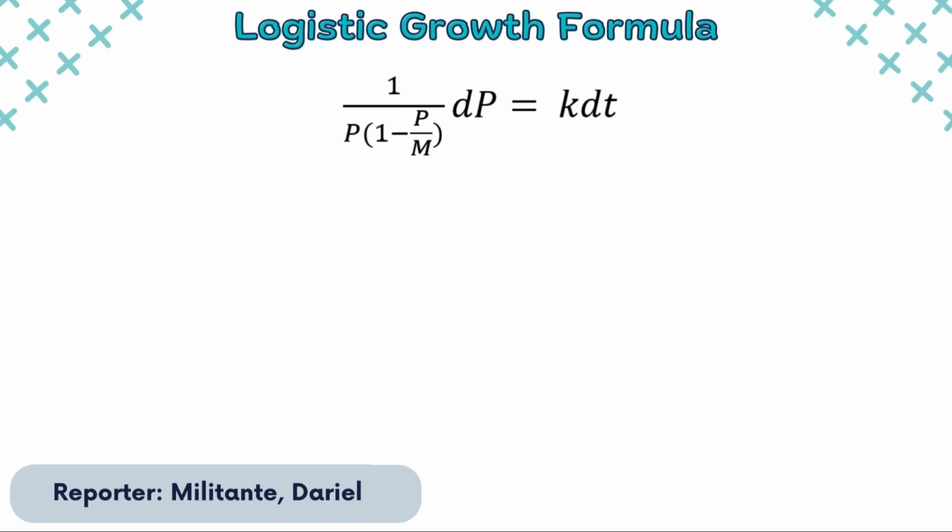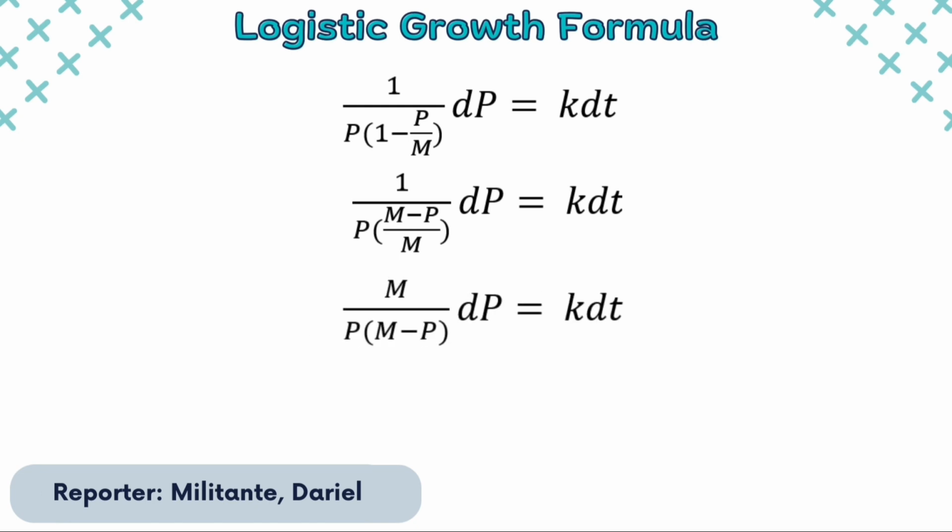Next, compute for the LCD of 1 and P over M, which is M. Then rewrite those terms in terms of M by dividing the denominator of each term to its LCD and multiplying it to the numerator. We will get 1 all over P times M minus P over M dP is equal to k dt. Next, simplify 1 over P times M minus P over M dP by obtaining the reciprocal. So we will get M over P times M minus P dP is equal to k dt. At this point, we can proceed to integration.